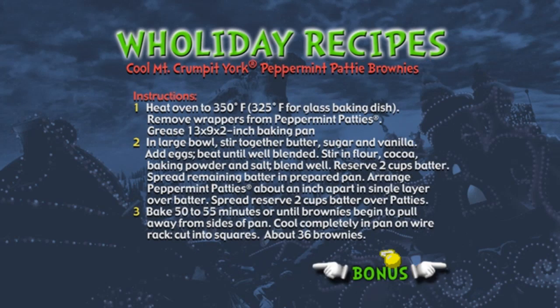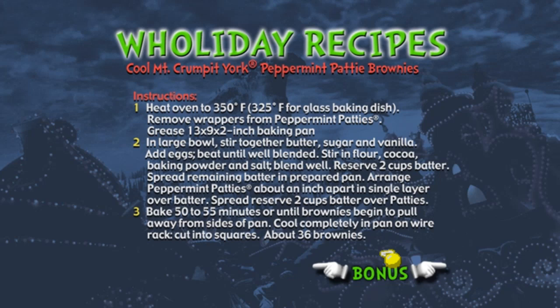Holiday Recipes, page 2 of 5. Cool Mount Crumpet York Peppermint Patty Brownies. Instructions. Step 1. Heat oven to 350 degrees Fahrenheit, 325 degrees Fahrenheit for glass baking dish. Remove wrappers from peppermint patties. Grease 13 by 9 by 2 inch baking pan.